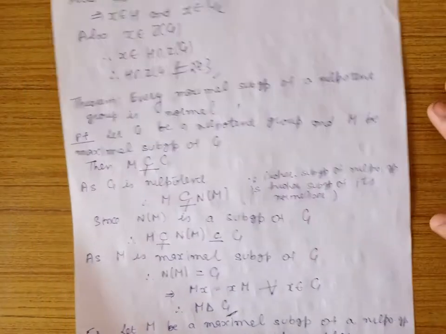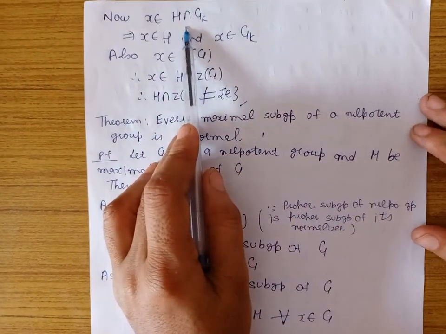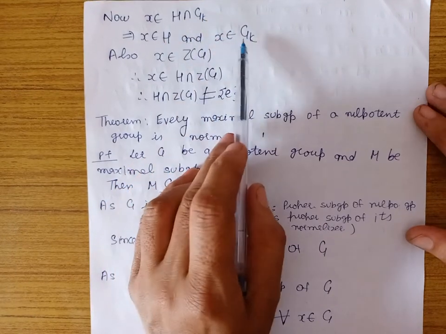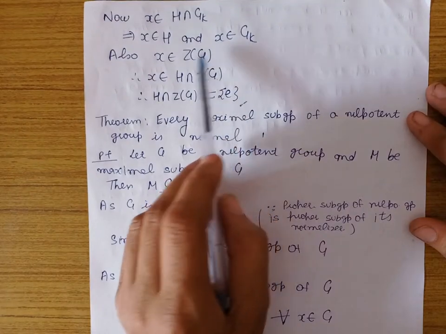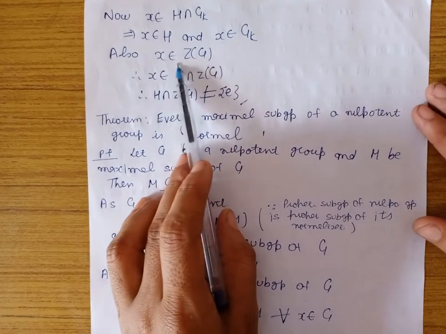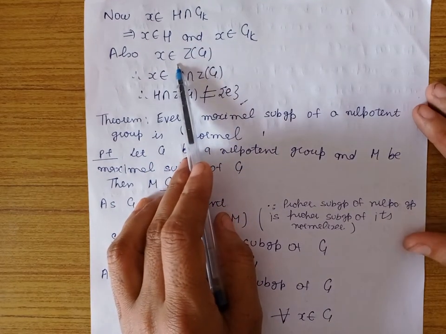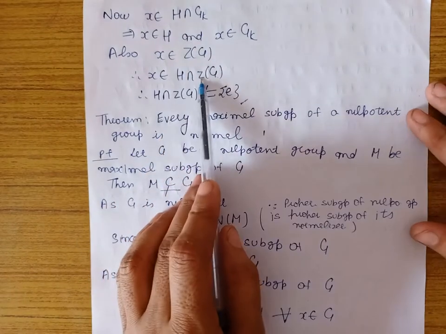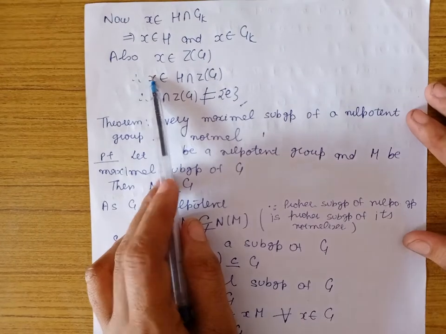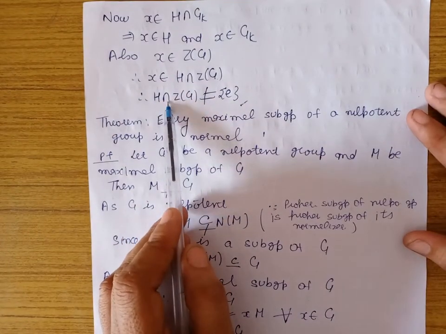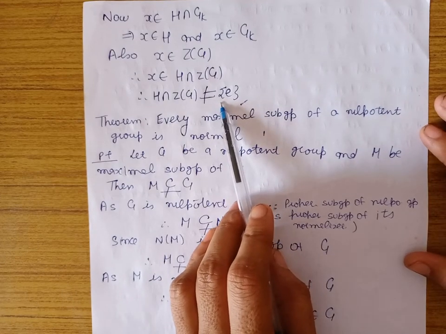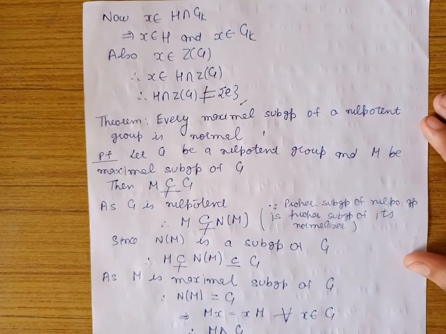and also X belongs to H intersection Gk, which means X belongs to both H as well as Gk. Now we can combine these two. Because X belongs to H and also X belongs to the center of G, X belongs to their intersection. And because X is non-trivial, we can say that H intersection the center of G is non-trivial. So this completes the proof of this theorem.